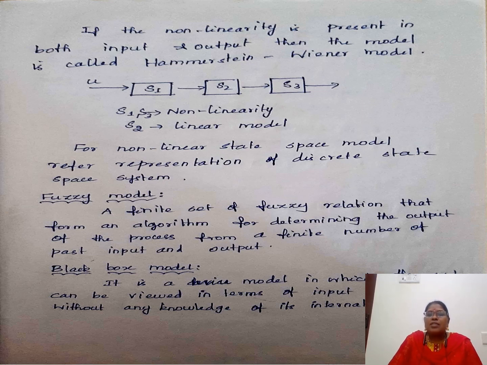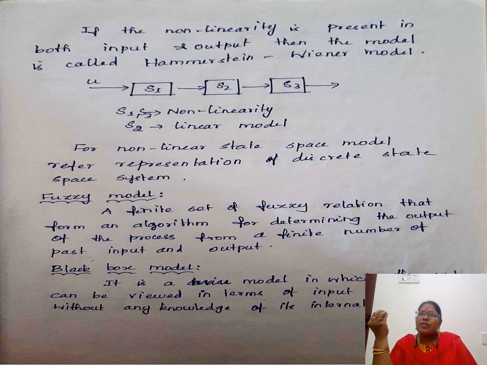Next comes the fuzzy model. A fuzzy model is nothing but a fuzzy relation that forms an algorithm for determining the output of any system. We can obtain the output of any system from a finite number of past inputs and outputs. Such models we call fuzzy models. And the black box model is a model that can be viewed in terms of input and output, without any knowledge about its internals.